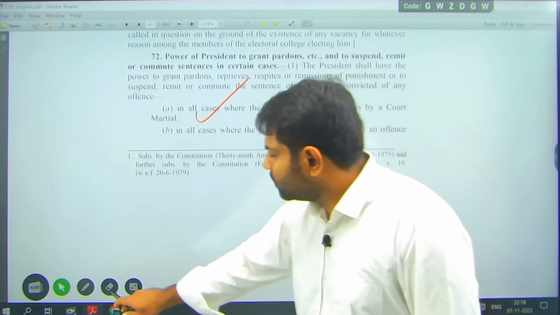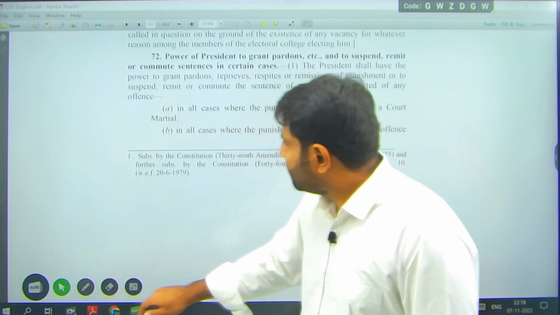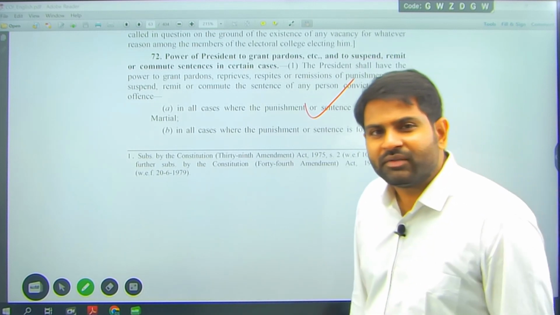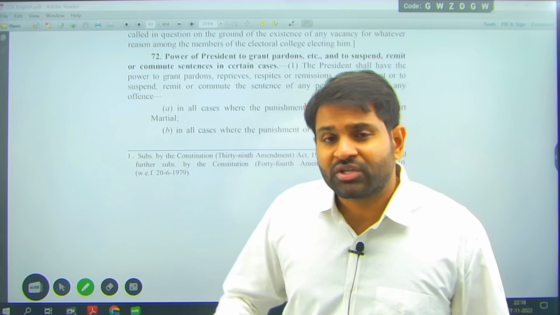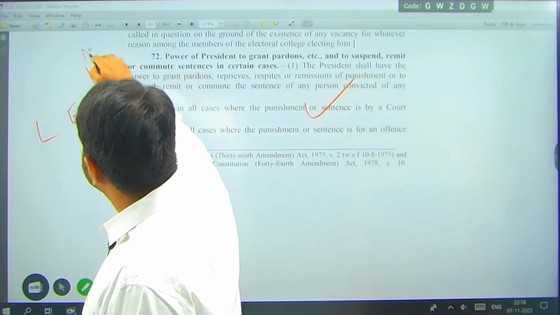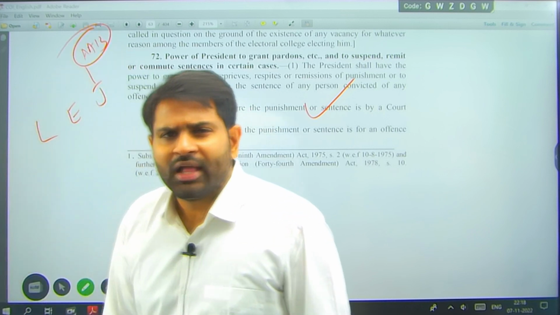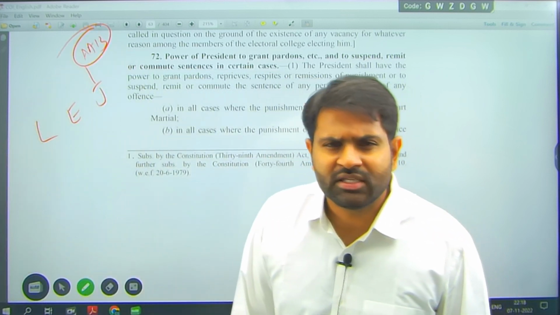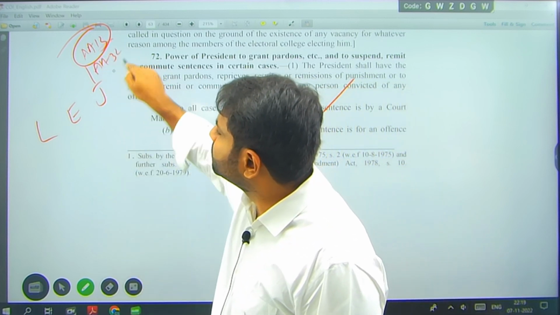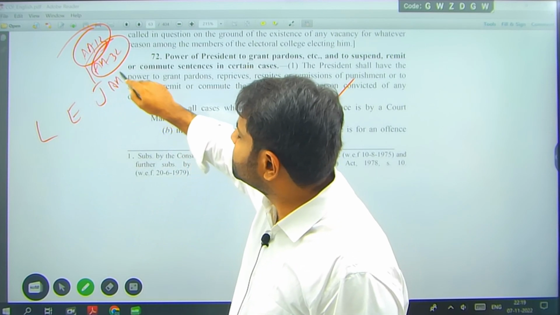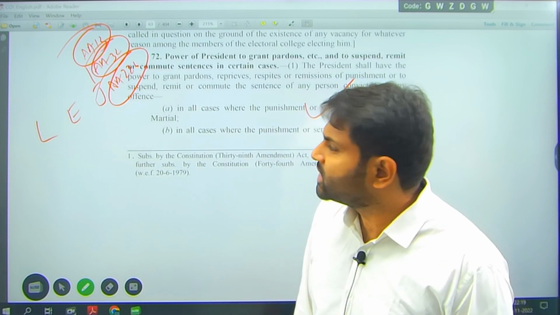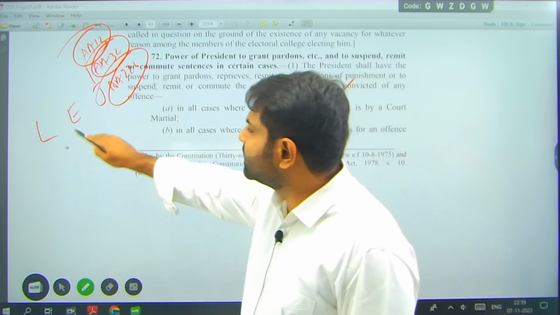Next, Article 72. Power to grant pardons, right? This is to protect separation of powers. We have LEJ. If you remember Article 13, I said judicial review. If the legislature is becoming arbitrary, if the executive is becoming arbitrary, Article 13 and Article 32 will protect you. Article 226 also, if it is state high courts. Article 13, Article 32, Article 226 will protect you from the arbitrariness of the legislature and executive.